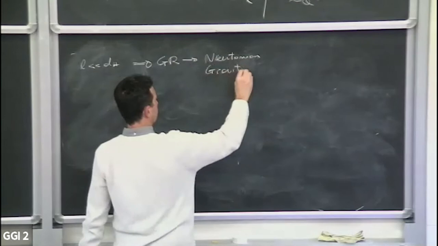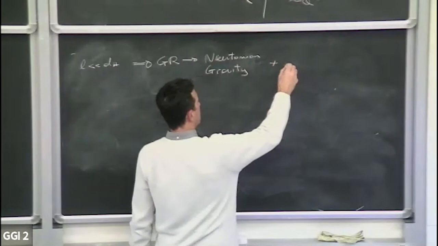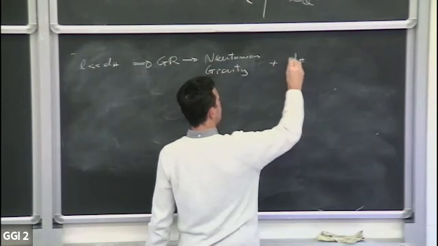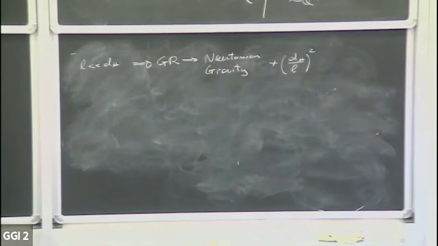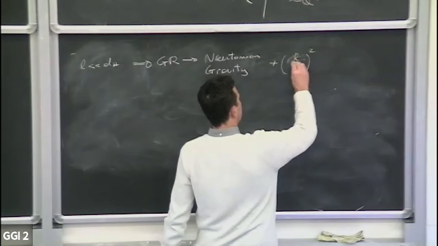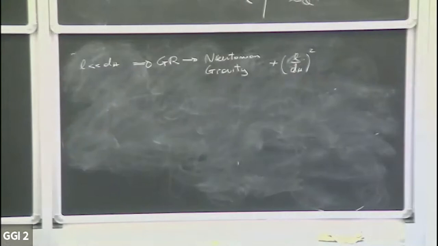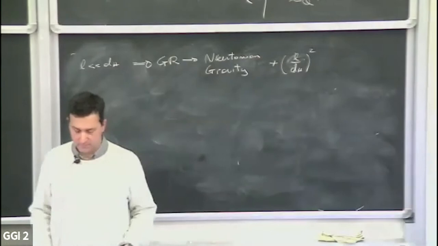Okay, by with corrections, which go as the Hubble horizon divided by the scale we are looking at, to the power 2, normally. So it means that if your scale is much smaller than the Hubble horizon, then you can use Newtonian gravity.